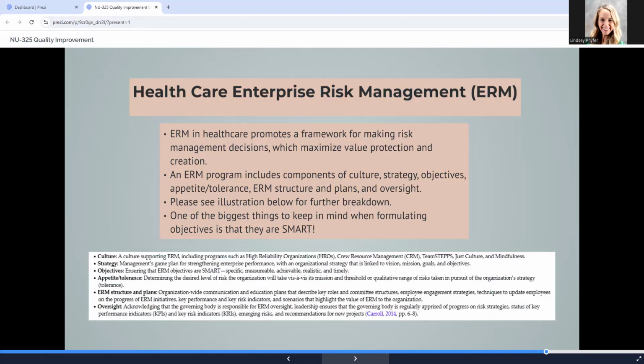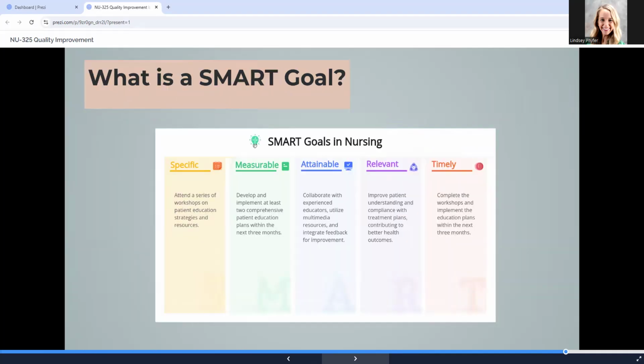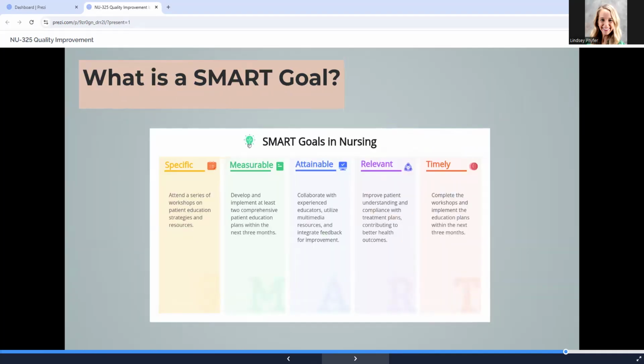And one of the biggest things to keep in mind when formulating objectives is that they are SMART. And I know Ms. Wheeler has talked to y'all about that in teaching learning when y'all were formulating your learning objectives. But always remember that you need to make sure that your objectives are measurable so you can measure them. We want that data to be able to improve processes. And so if we set objectives in place that we cannot measure, we're not going to be able to get that data to know whether or not whatever was implemented was effective or not. And here's a review of what exactly a SMART goal is. Remember, it's specific, measurable, attainable, relevant, and timely.